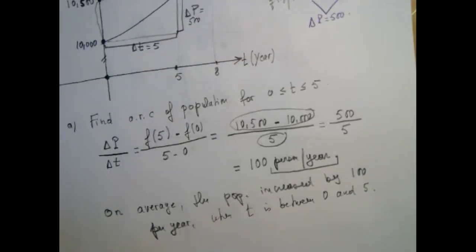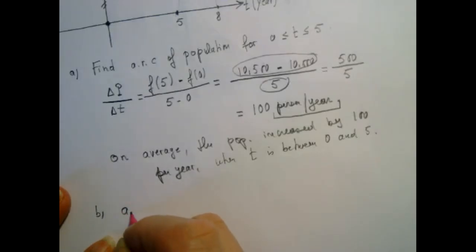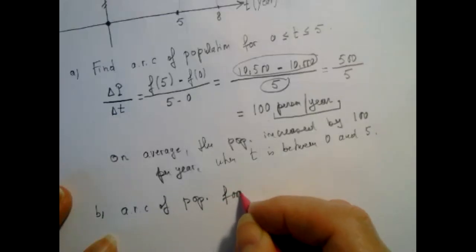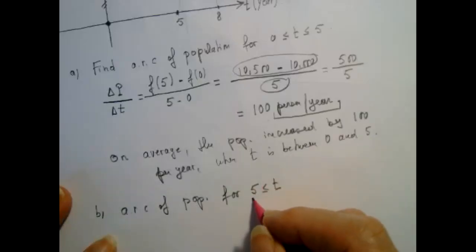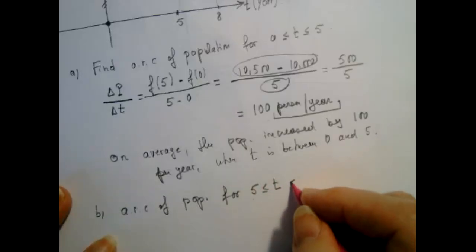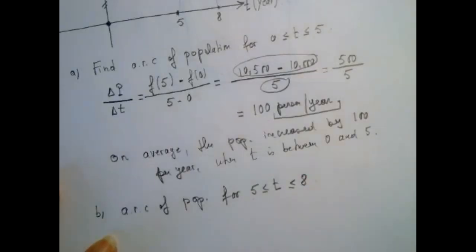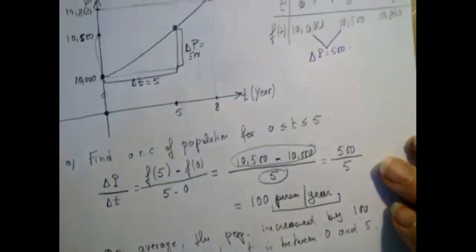All right, B. Let us find the average rate of change of the population between the years 2005, which is t equal to 5, and 2008, which is t equal to 8. On average, how fast was the population changing between those two times? I back up to my picture.